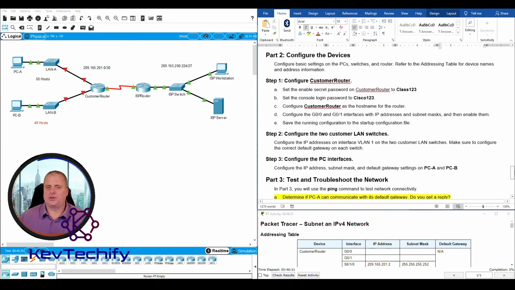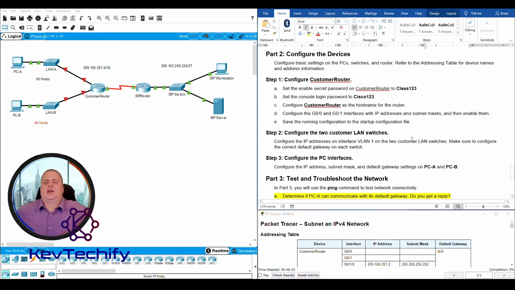On the part 2, we are going to configure the devices. Configure basic settings on the PC, switches, and router. Refer to the routing table for device names and address information. Configure the customer router. Set the enable secret password on customer router to class 123.